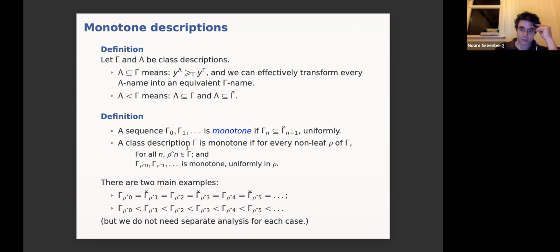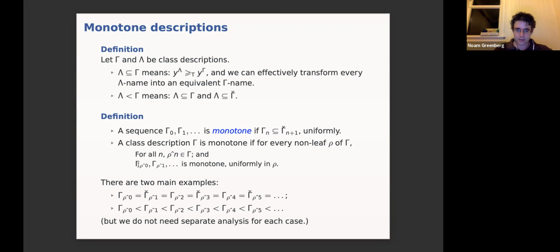And a class description is monotone if for every non-leaf, if I look at a node and at all of its children, each one of them is a class. I can think of the well-founded tree as giving the description of how to build the class from simpler classes, starting at the leaves and then going down the tree. So those immediate subclasses, the children, have to be a monotone sequence, above every non-leaf row.